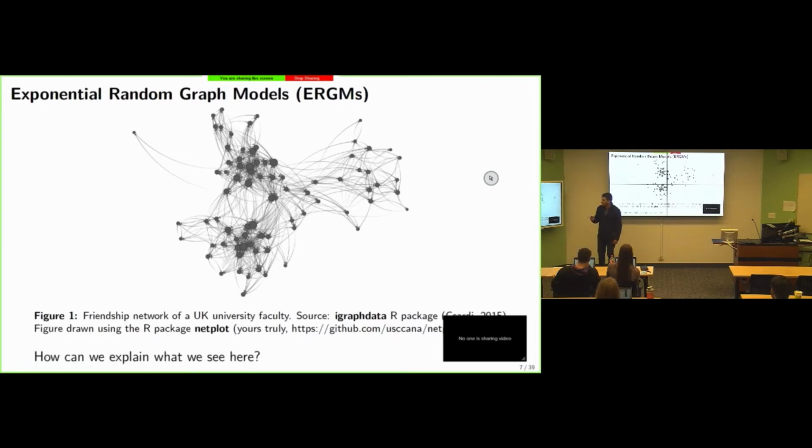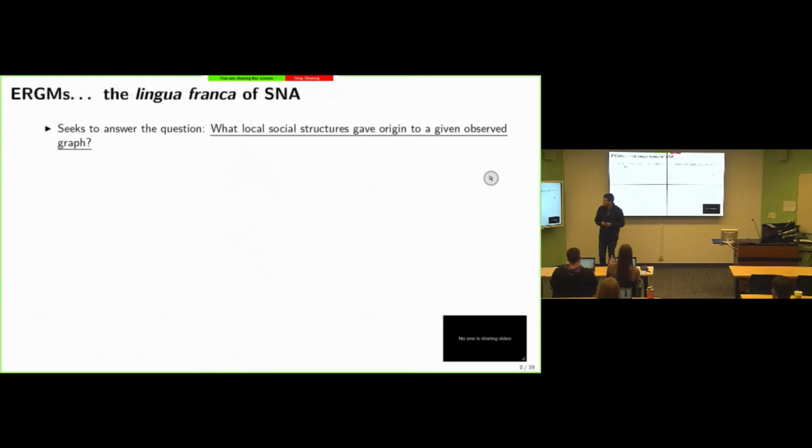But the thing is that, as you know, with exponential random graph models, what we're trying to answer is, how can we explain what we see here? Because this is not a random graph, right? This is not random. We see some structure, and a lot of structure. Okay.